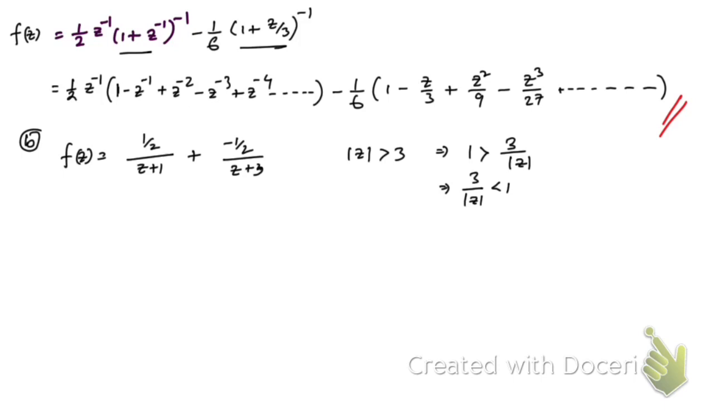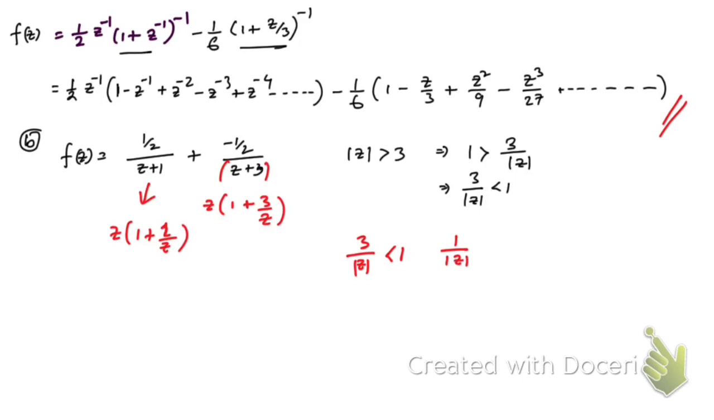So now what we can do here, you can see that from this term, if you take z common, then you're going to have 1 plus 3 by z. But from here, if you take z common, then you're going to have 1 plus 1 by z, right? Now you see one thing carefully. If 3 by mod z is less than 1, then obviously 1 by mod of z is also going to be less than 1. So if this is less than 1, then 1 by z must be less than 1. It is common sense, right?